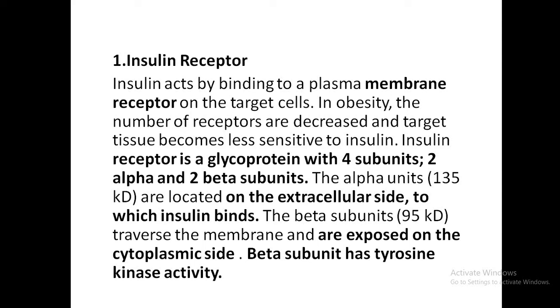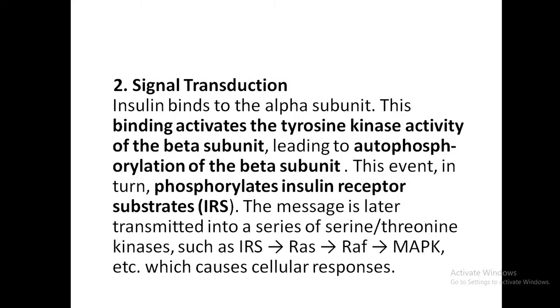So this receptor is a glycoprotein. It has 4 subunits, 2 alpha and 2 beta subunits. The alpha subunits are located on the extracellular side, and here the insulin binds. The beta subunits are exposed on the cytoplasmic side, and the beta subunit has tyrosine kinase activity. When insulin binds to the alpha subunit, it activates the tyrosine kinase activity of the beta subunit, and it leads to autophosphorylation of the beta subunit.